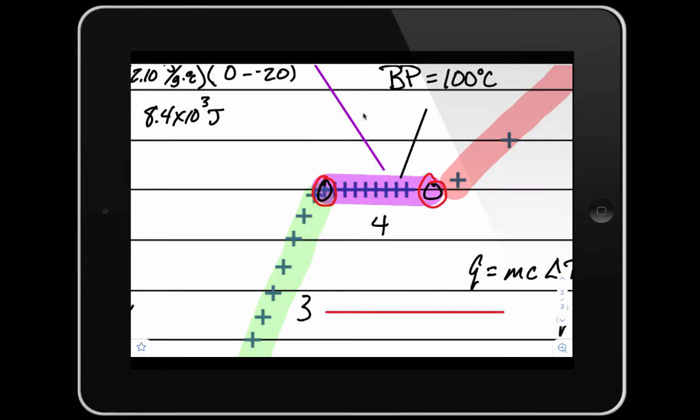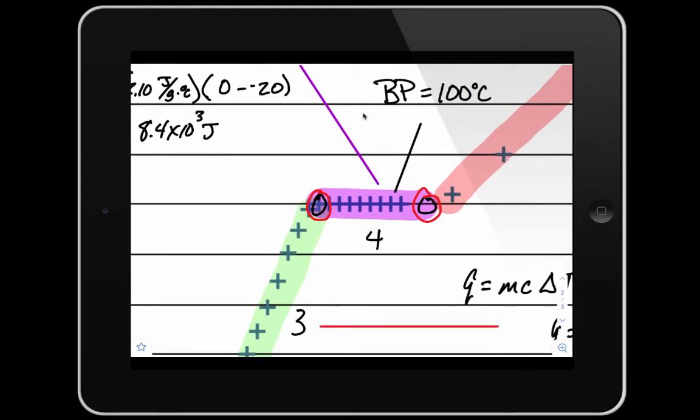We can see this is where we have the boiling begin. This is where we're going to have the boiling end, or some data point near that, because boiling is going to occur at 100 degrees Celsius. You can see I've got that labeled up here. So this is also where our first intermolecular forces are being broken for the boiling process.